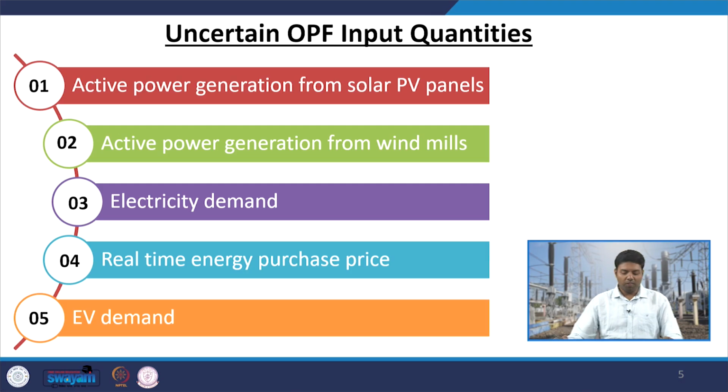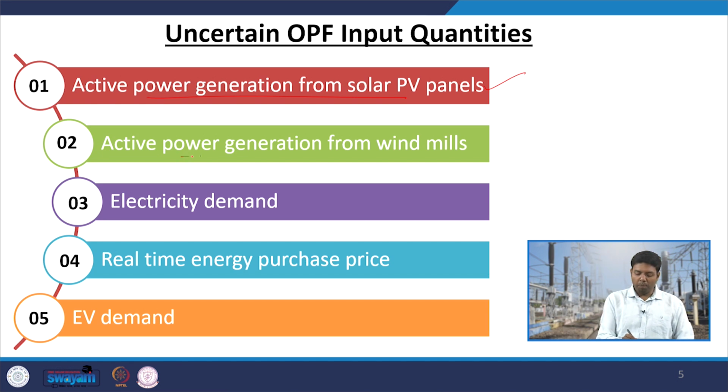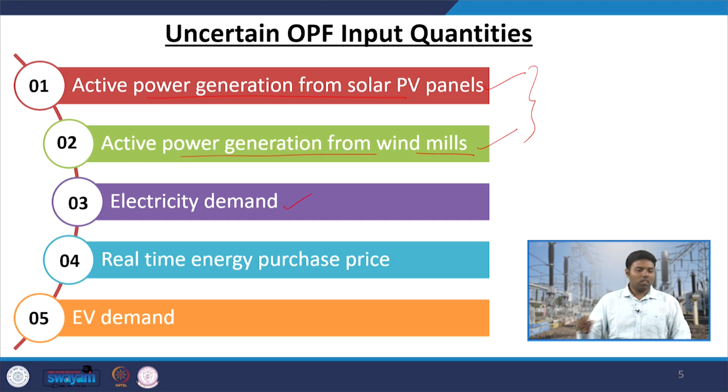First, obviously the power generation from the solar power panel. Second, active power generation from the windmills. These two are obviously uncertain; any renewable energy generation is uncertain. Demand, because you do not know how your customers will behave, how much they will consume. So, electricity demand is also uncertain.